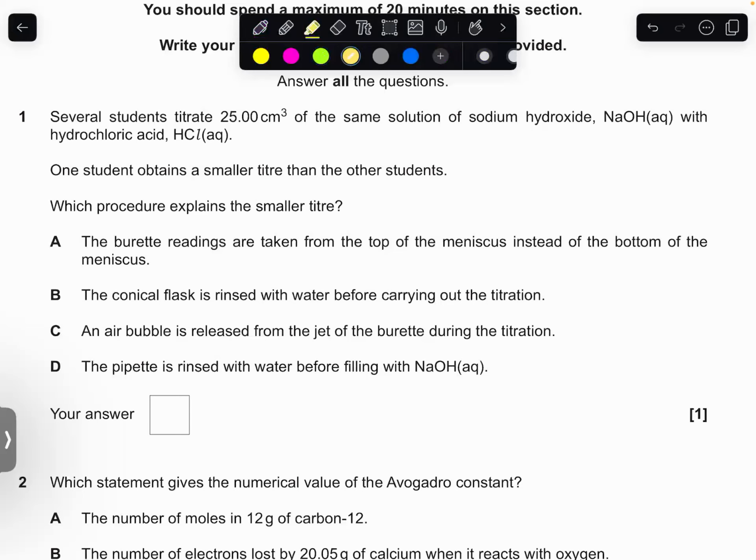But why will it be D? The pipette is rinsed with water before filling with NaOH. You see the pipette. If it's rinsed with water, that means you're going to have small amounts of water on the insides of the glassware. And so when you fill it with sodium hydroxide, 25 centimeters cubed, that's now going to be diluted. There's going to be less NaOH in that 25 centimeters cubed. Therefore, less HCl will be needed, giving you a smaller titer.